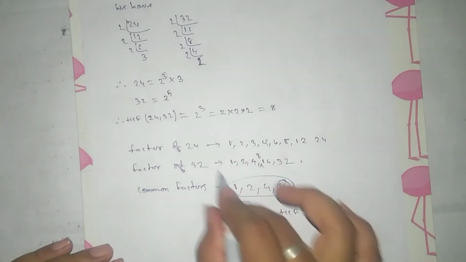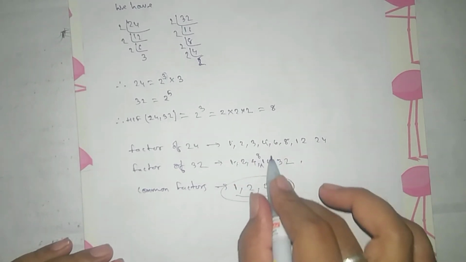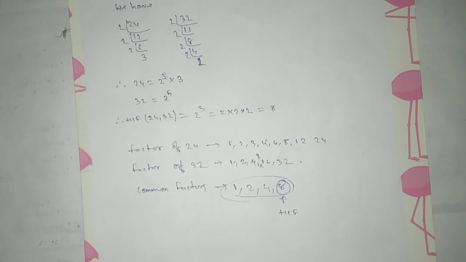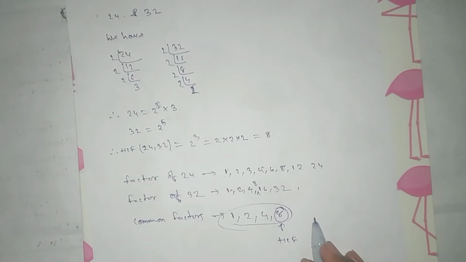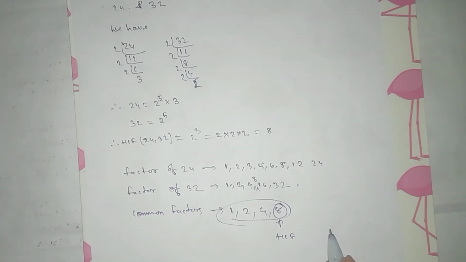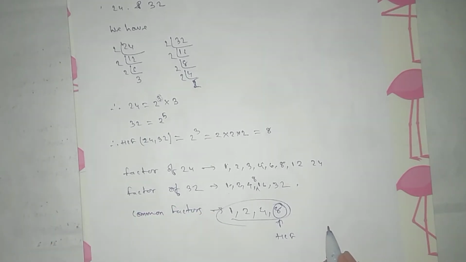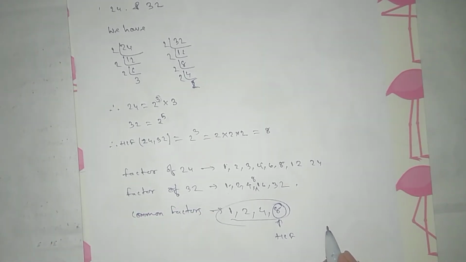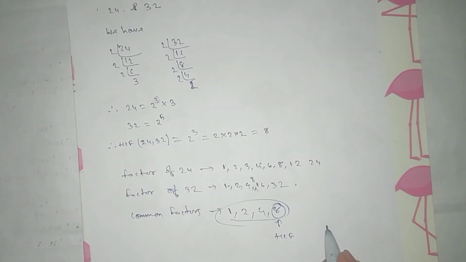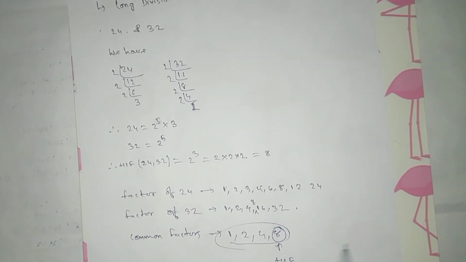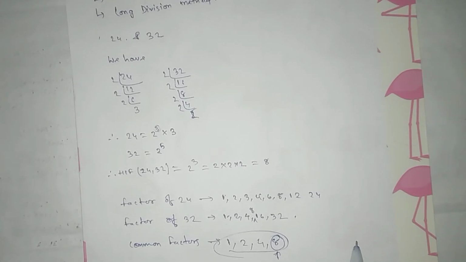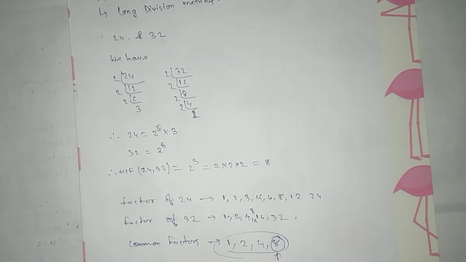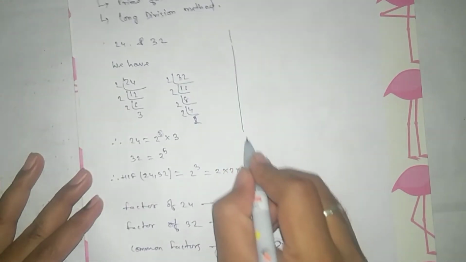We can use this method to find the HCF, but it is not in the form of the prime factorization method or the long division method. It will be hectic for you when the numbers become bigger. When we take bigger numbers, it is difficult to use this method to get the HCF. So the best method to find the HCF is the long division method. We'll see the long division method. It is very simple.